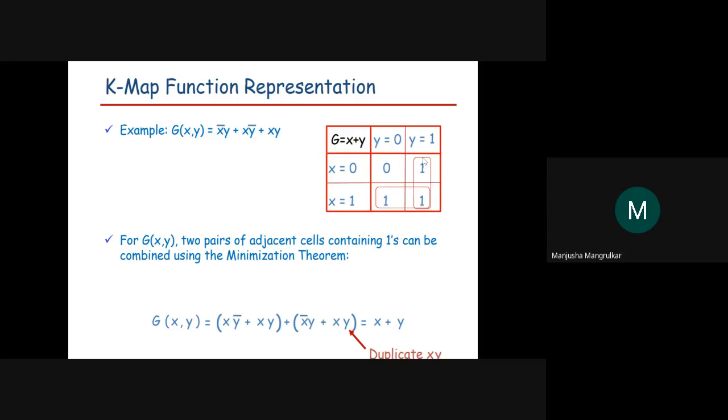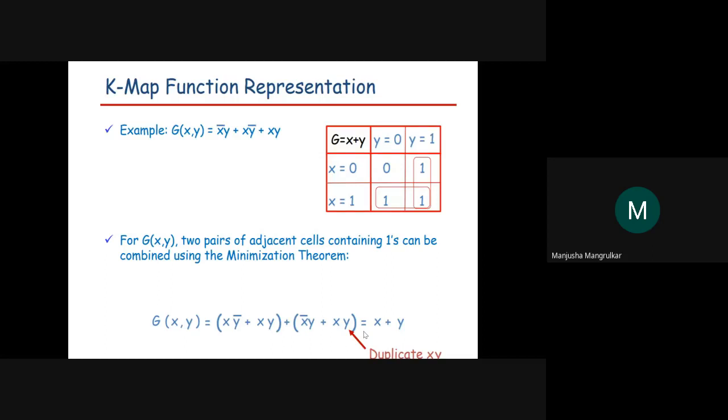Here we can see the x value is changing. For this x is equal to 0, for this x is equal to 1. So the x value is changing from 0 to 1, but the y value is constant for this and this. So what will be the value? It is only y. So what is the equation of this? How can we minimize this equation? Only x plus y.